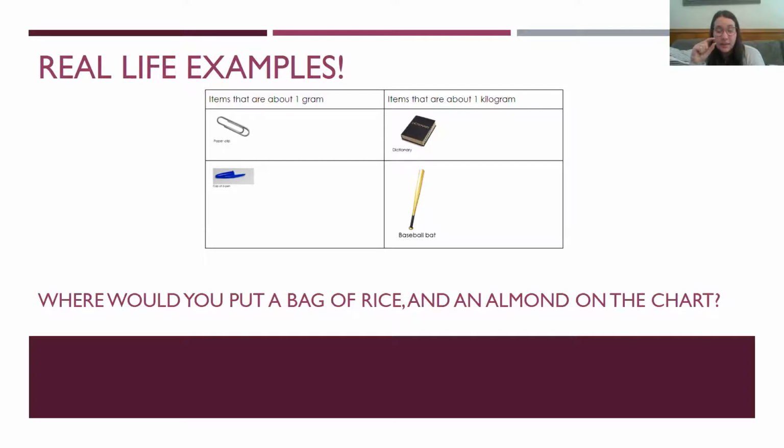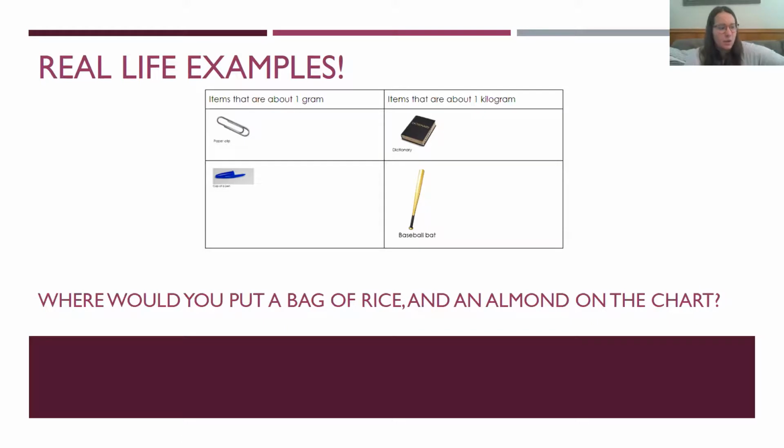Hopefully you decided that this would be about 1 gram because it's pretty similar to 1 paper clip or 1 pen cap, right? Those are about the same size. Notice I'm using that word about because I'm estimating or kind of rounding the mass of that object.